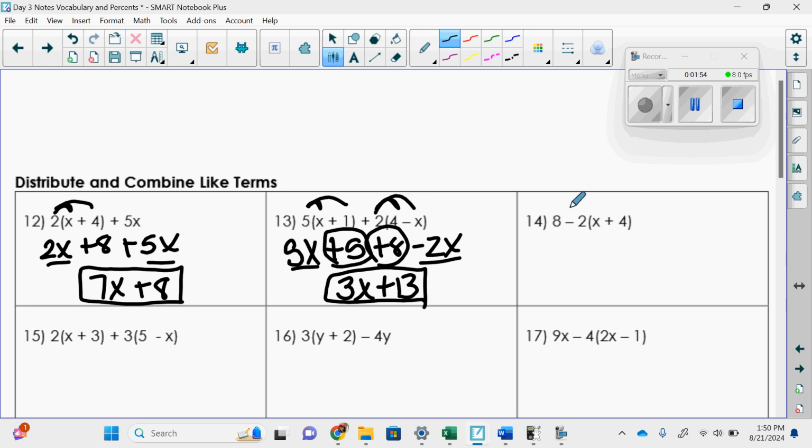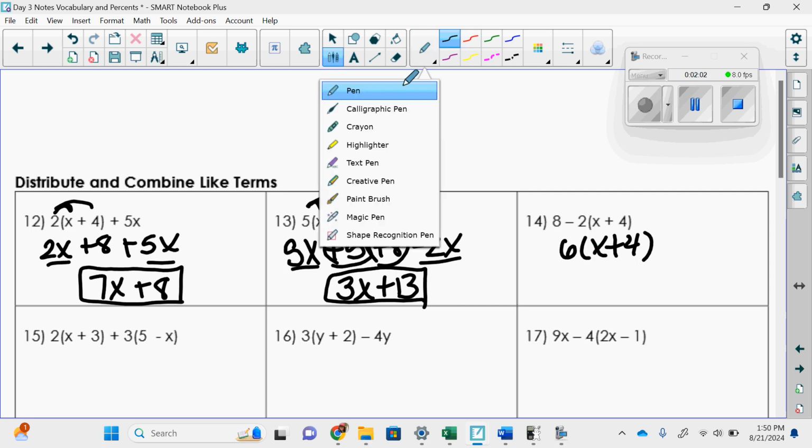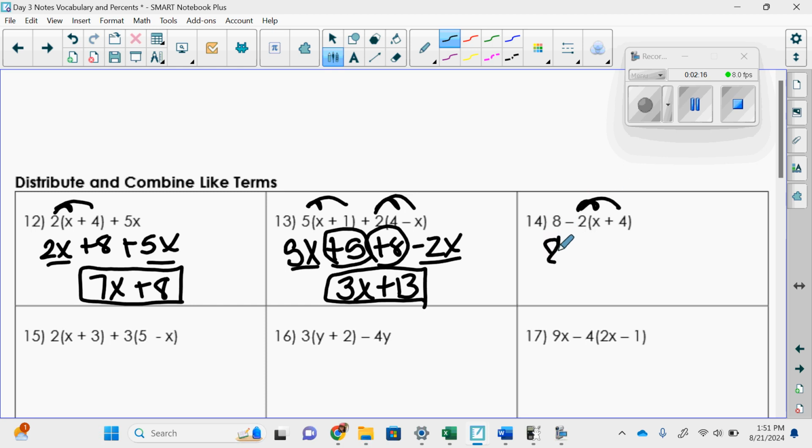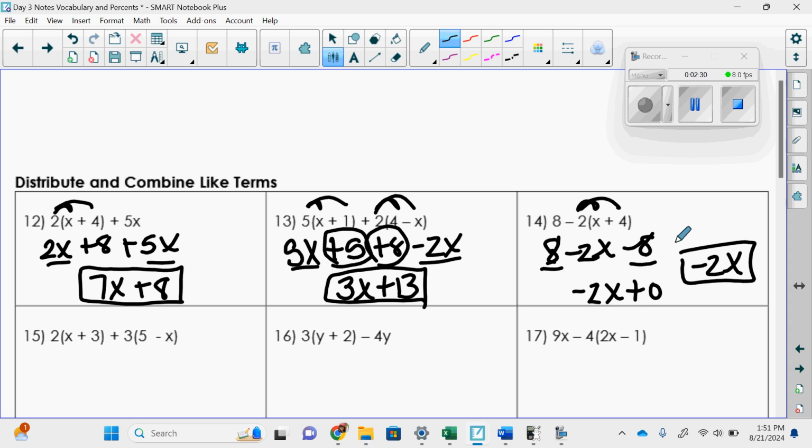Number 14, do not do this. Order of operations, we have to multiply before we subtract. So we cannot start a problem like 14 by subtracting. Subtraction always comes last. So we need to distribute that negative 2 in. So we have 8 minus 2x minus 8, and now we can add and subtract. So I have a positive 8 and a negative 8, which adds to be 0. So mathematicians, we're lazy. We don't write plus zeros, we just leave it as negative 2x.